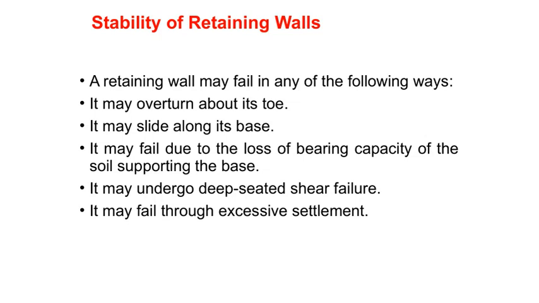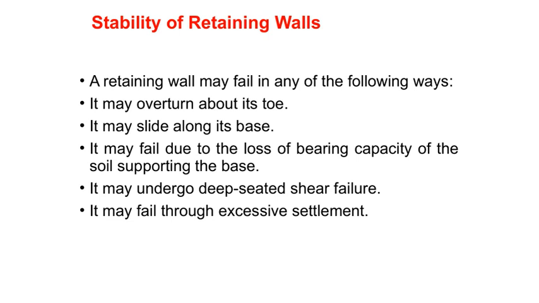When we talk about the stability of retaining walls, it's important to understand the various ways they can fail. One common failure mode is overturning, which happens when the wall tips over about its toe, usually due to excessive lateral pressure. Another possibility is sliding along the base, where the entire wall shifts horizontally, often caused by insufficient friction or inadequate design. We also need to consider failures related to the soil supporting the wall.